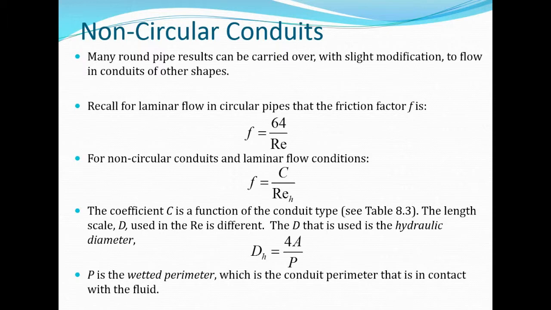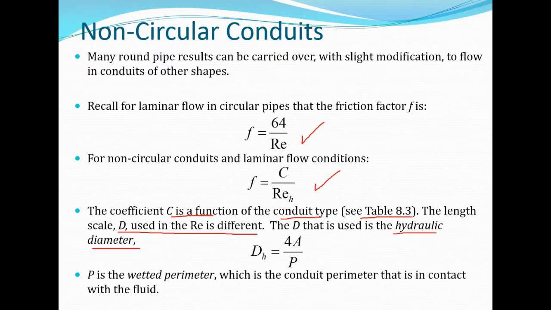Non-circular conduits, so we get square concrete pipes or square rectangular ductwork, these sorts of things. So for laminar circular pipes, we get a friction factor that's inversely proportional to the Reynolds number. Non-circular ones, it's a similar relationship, but it's not quite 64, and it really depends on the conduit type. So there's a C that is a function of conduit type. You can see that in table 8.3, and the length scale used for Re is different too. This is an interesting parameter called the hydraulic diameter.